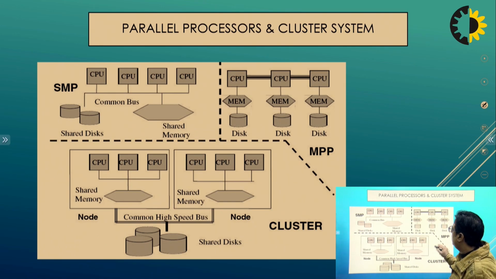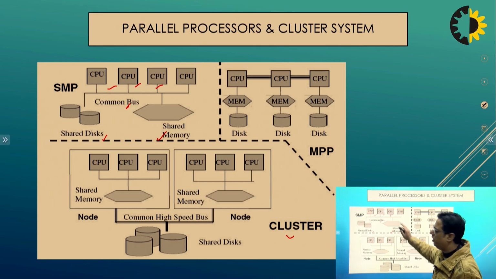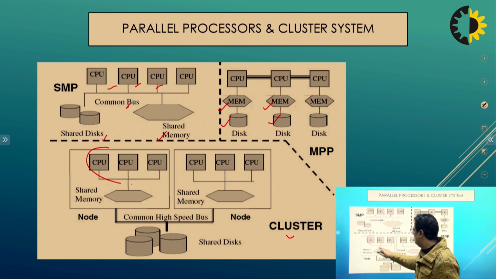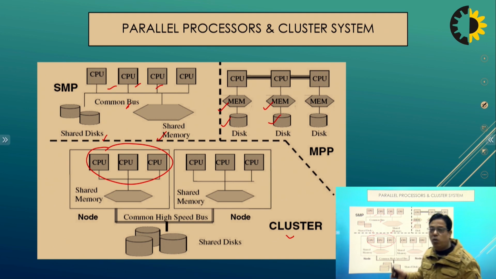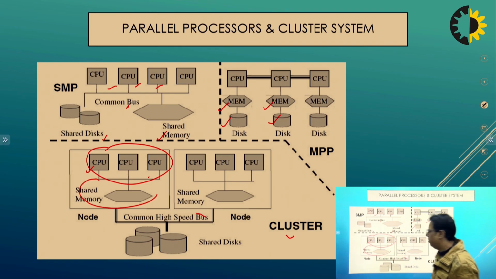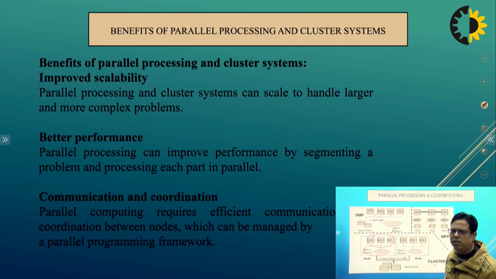This is the difference between SMP, MPP, and cluster systems: symmetric multiprocessors, massively parallel processing, and cluster systems. In SMP, symmetric multiprocessing, all CPUs are connected on a single bus, and shared disk and shared memory are available. In massively parallel processing, each processor has its own memory and its own disk. In cluster systems, all the CPUs and processors work in a collaborative way. This means there are nodes, node 1, node 2 and node 3, and memory in shareable mode. So this is the basic architecture in a single view, differentiating between the SMP, MPP and cluster architectures.